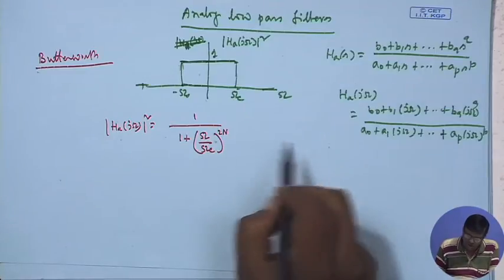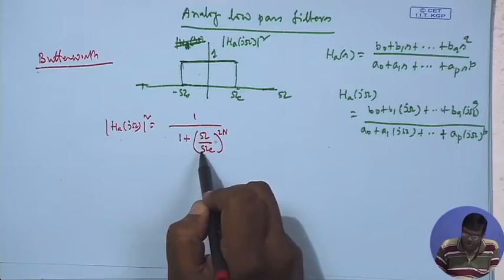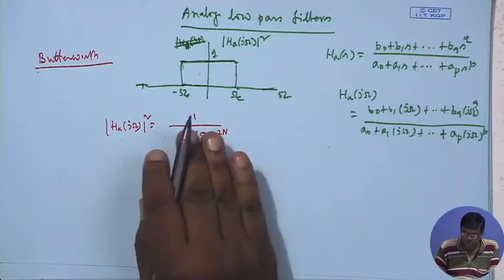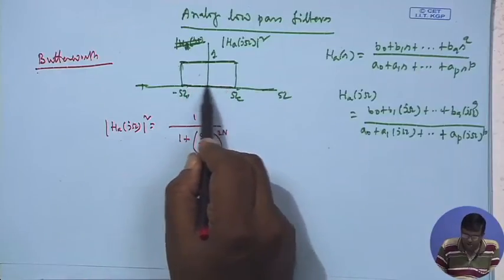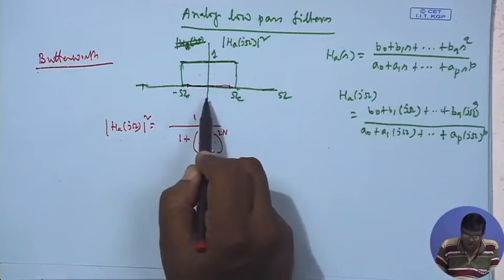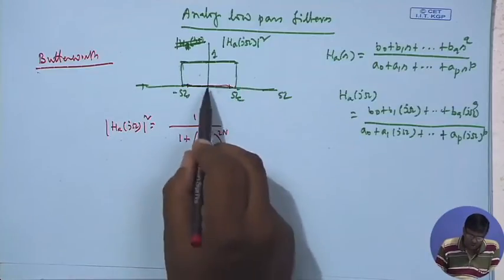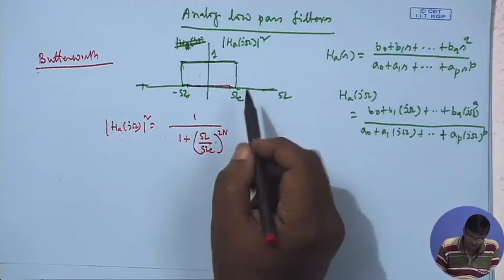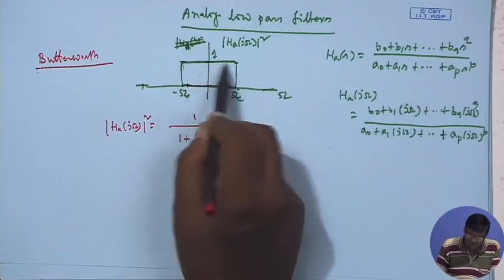What is the meaning here? If omega is less than omega c, then omega by omega c is less than 1, whole to the power 2n. Now, if n is large, some quantity less than 1 raised to the power 2n will be very small as compared to 1. So, you can neglect that, and its value will be 1. So, for all omega in this range less than omega c, you will see its value is almost 1.